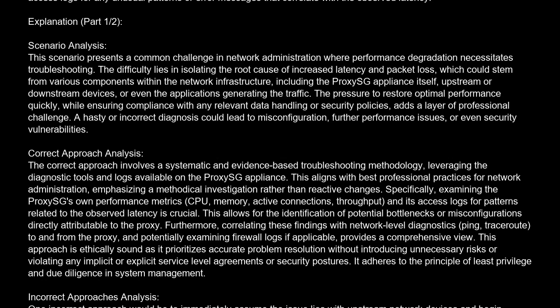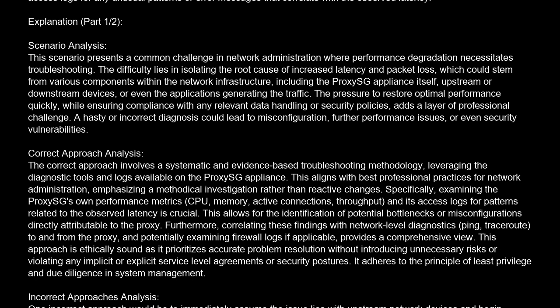The correct answer is C. Analyze the ProxySG's internal performance counters, CPU, memory, active connections, throughput, and review its access logs for any unusual patterns or error messages that correlate with the observed latency.